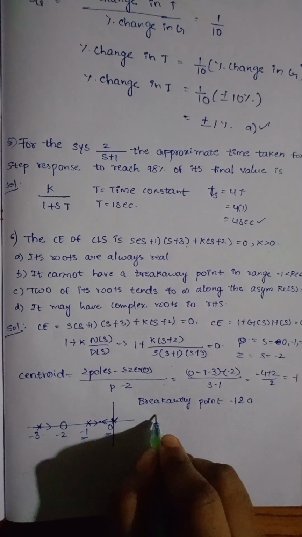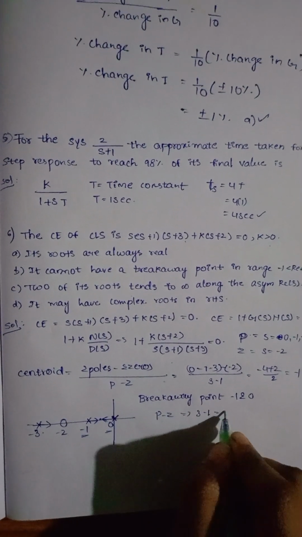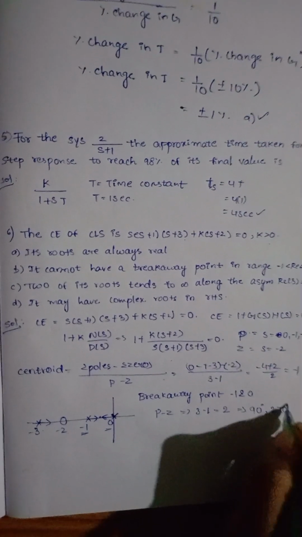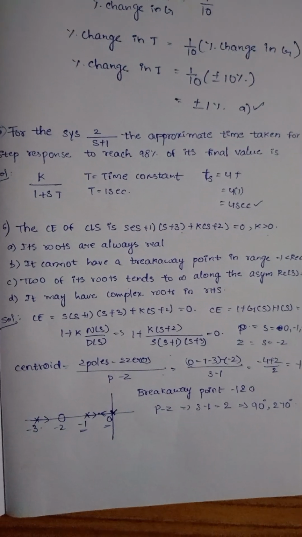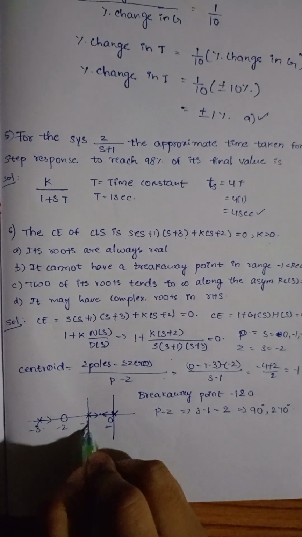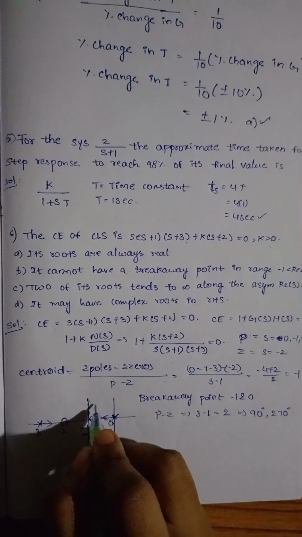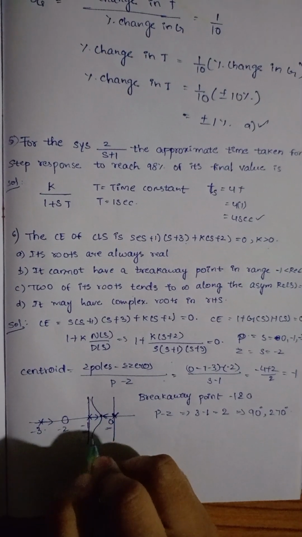Now let's draw the asymptotic lines. Number of asymptotes is P minus Z, which is 3 minus 1 = 2. One is at 90 degrees and the other is at 270 degrees. Here it is the centroid, so it will travel like this.